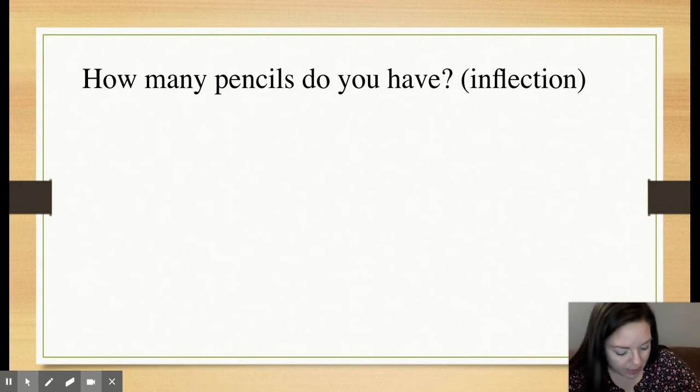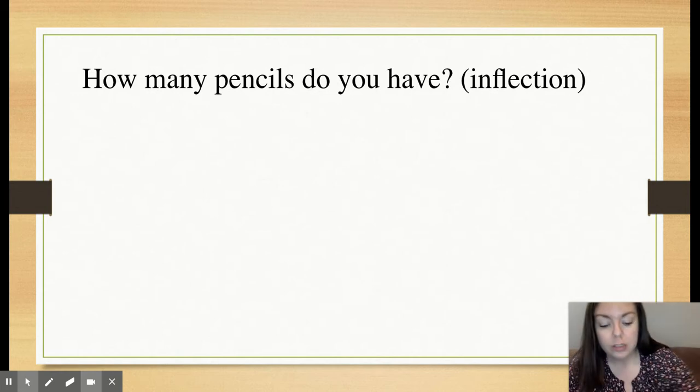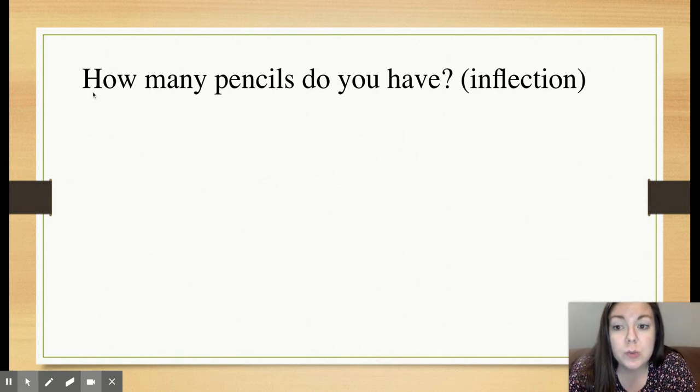How many pencils do you have? Inflection. So notice it's the same pattern in English. If you look at your notes, we start with the word for how many, followed by the item, and then the question. Okay, so pause, écrivez.